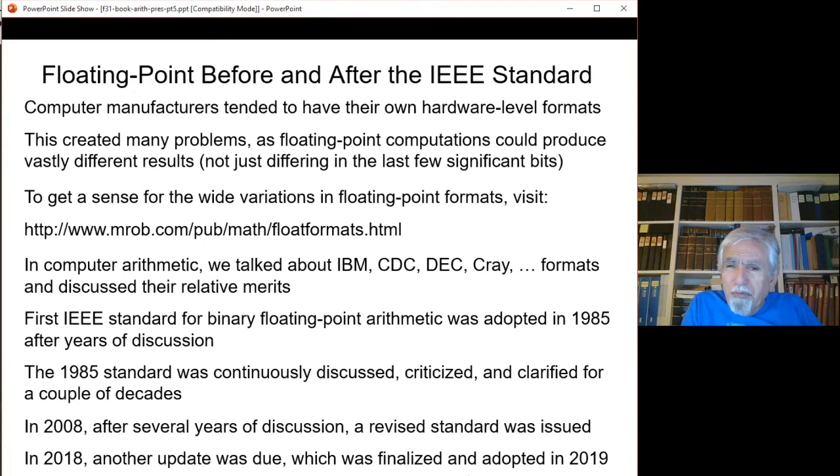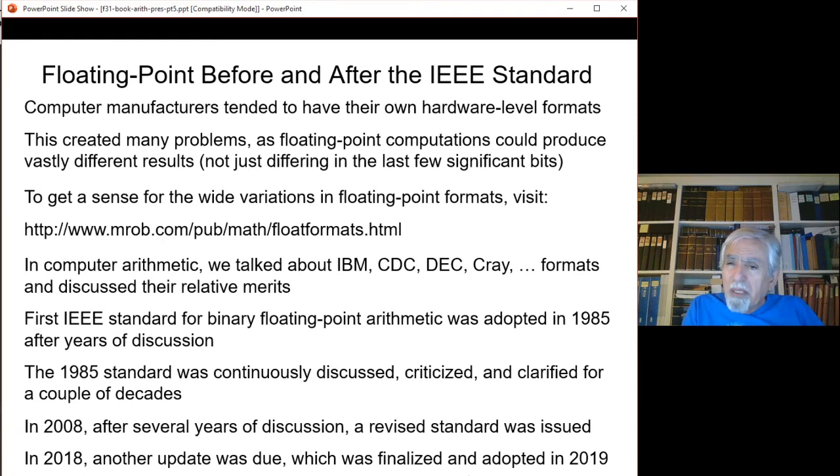Okay, here is a brief history of floating point representations before and after the IEEE standard. Now, in the old days when I first started taking courses in computer architecture, we basically had to learn about different formats on different computers. Each manufacturer had its own floating point format in terms of the number of bits, the exponent encoding, the base, and so on. We had to learn about all of those.